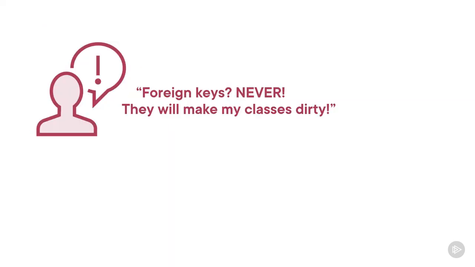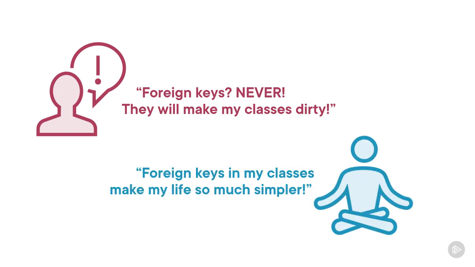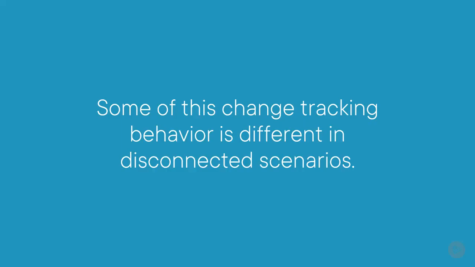Sometimes developers don't want to have foreign key properties in their dependent classes. They're worried that it makes their classes dirty because the foreign key property is an expression of something needed for the database. But as you can see, foreign key properties make life a lot easier. And I'm constantly encouraging my clients and anyone else who will listen to me to take advantage of those foreign keys. Be aware that some of this behavior will be different when you're in disconnected scenarios like web apps, and we'll look more closely at that later in the course.